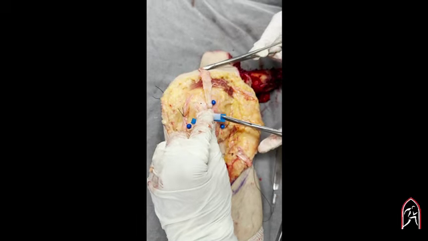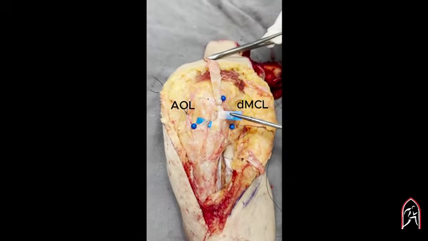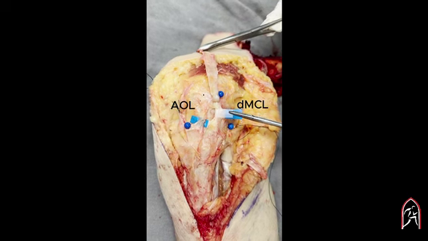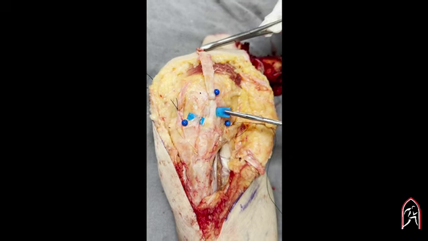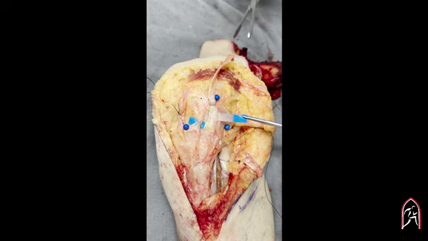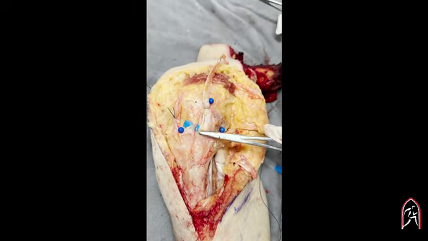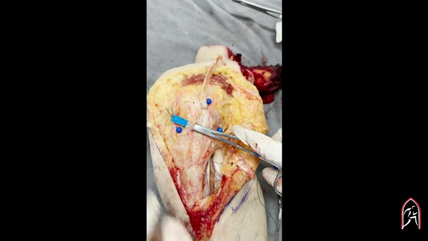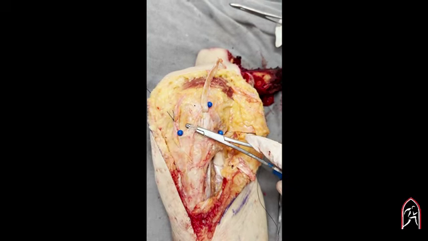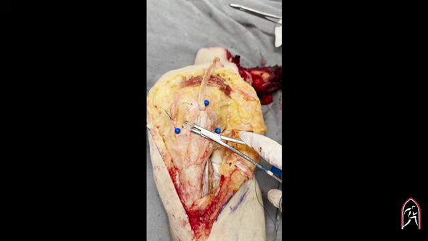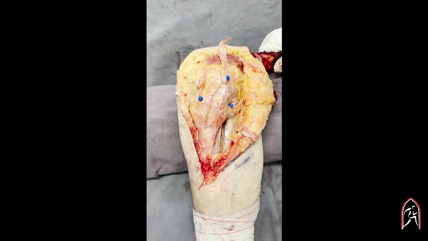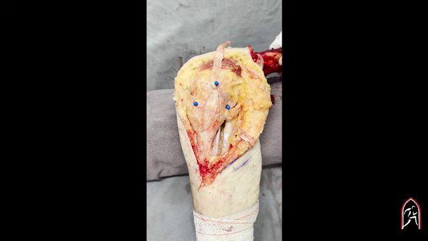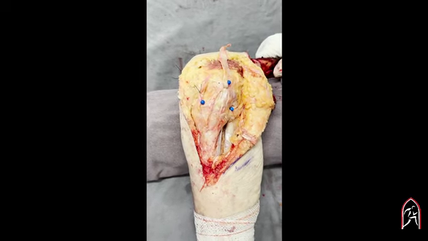Finally, the soft tissue between the deep MCL and the AOL should be identified, and these two ligaments should be differentiated. Note that the AOL is an extracapsular structure. In this simulation, we observe the AOL being tensioned when there is external rotation of the knee.